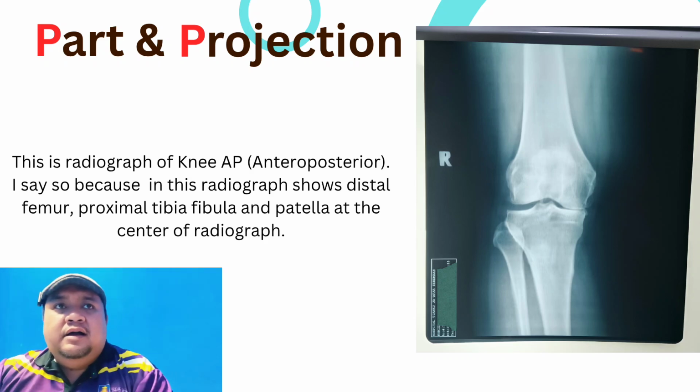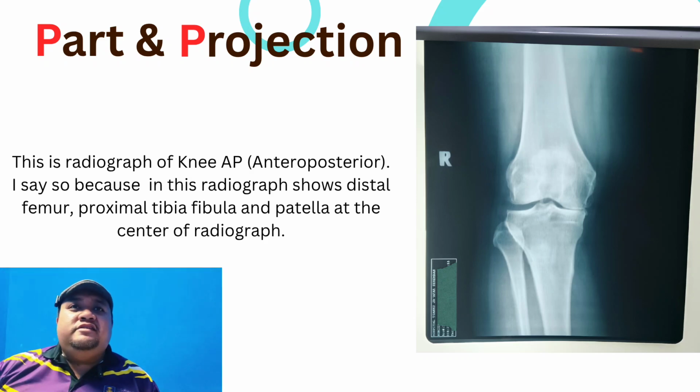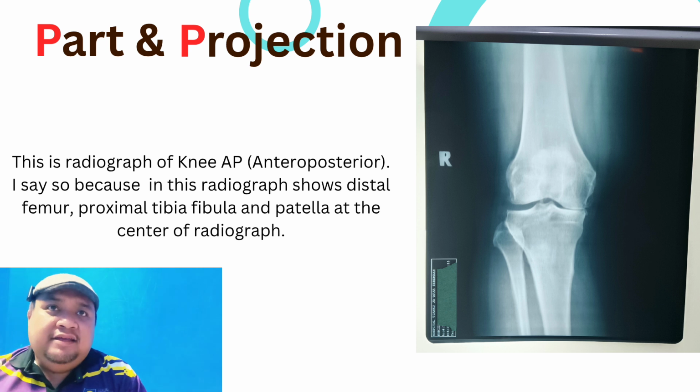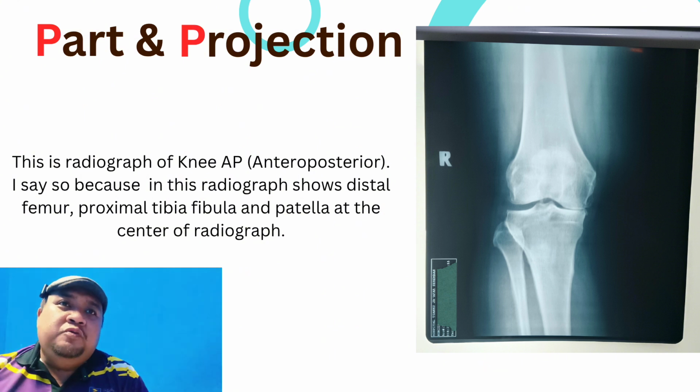This method works like a checklist to make sure our image meets the required standard, not just technically, but also professionally. Let's start our PACEMAN-based evaluation with the first step, the P, identifying the part and projection. Based on the radiograph shown here, this is an AP knee projection, or anterior posterior view for the knee. How do we know that?